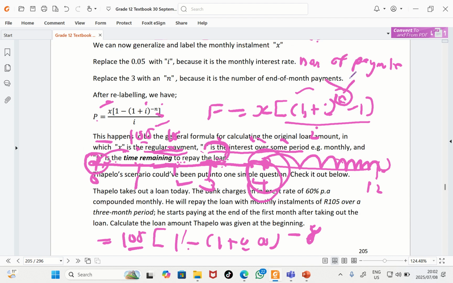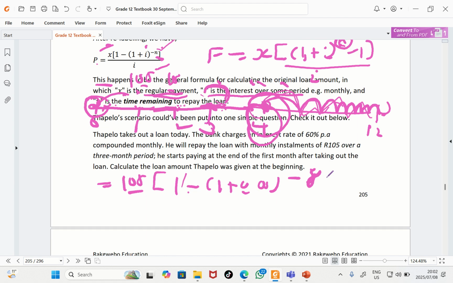Very, very important. N under the future value calculation means the number of payments. And then the N under the present value situation means the time remaining to repay the loan. Another way to look at it is the number of periods until the last payment. So remember at time 4 I counted the number of periods. If you're working in months, this is how you count. If you're making payments quarterly, you must count the quarters. Don't count the months, count the quarters. You work according to what they give you.